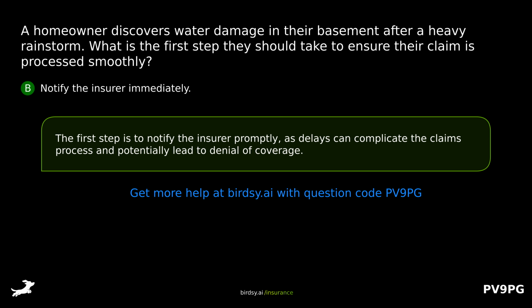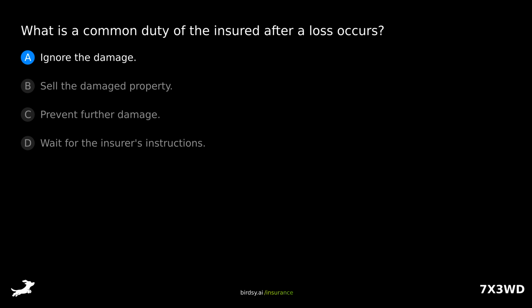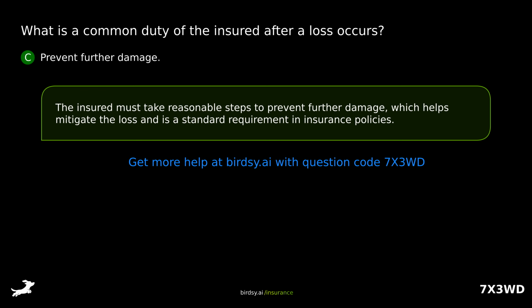denial of coverage. What is a common duty of the insured after a loss occurs? Is it A, ignore the damage? B, sell the damaged property? C, prevent further damage? Or D, wait for the insurer's instructions? The answer is C, prevent further damage. The insured must take reasonable steps to prevent further damage, which helps mitigate the loss and is a standard requirement in insurance policies.